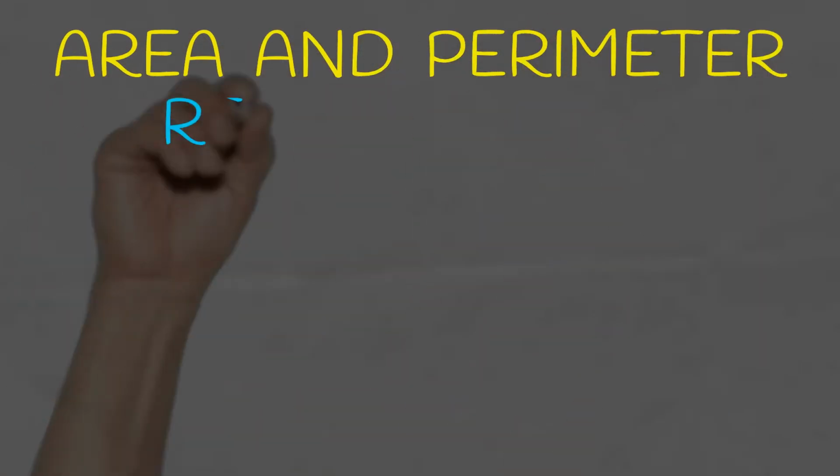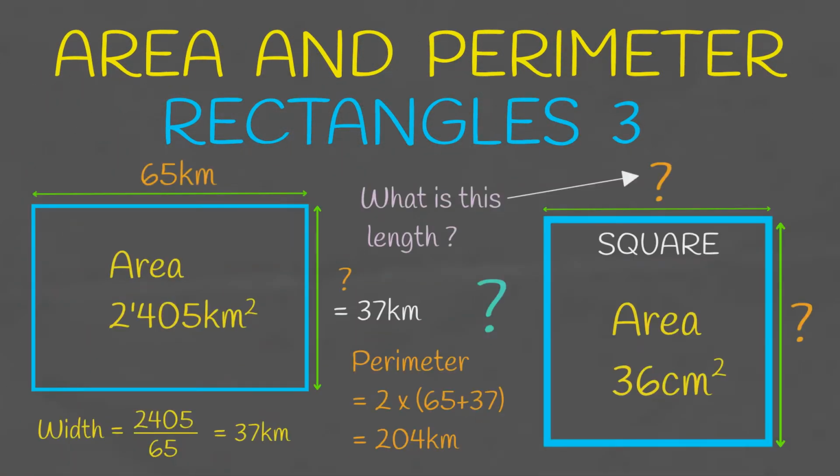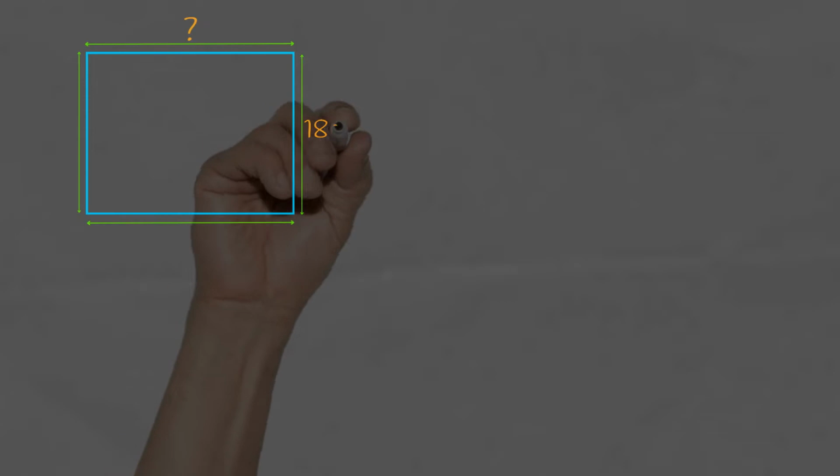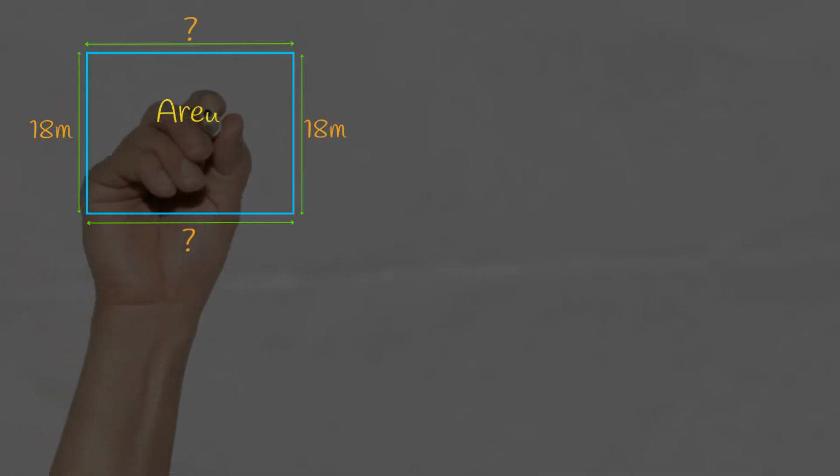Hello everybody, and welcome to the third video on the area and perimeter of rectangles. So in the previous videos we worked out the area of a rectangle by timesing the length times the width. And we worked out the perimeter by adding up the length of every side. But what happens if we don't have the length of one of the sides, but we do have the area?